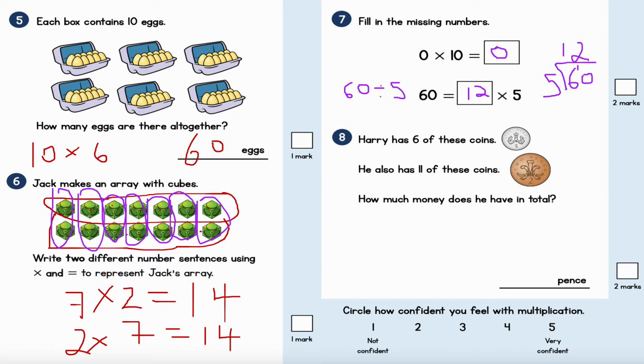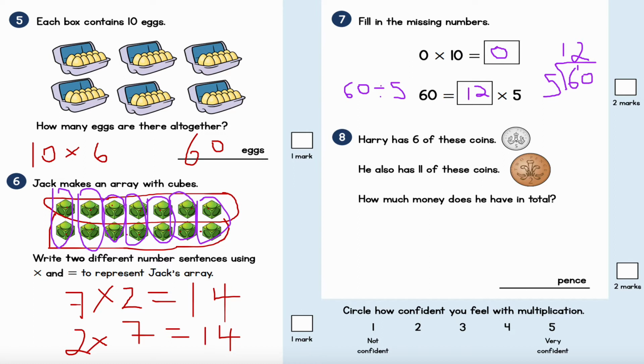There are multiple ways of working out this sum, because timesing by 5 is the same as timesing by 10 and then halving it. So what you can do is times it by 10 and then half your answer, which is essentially the same as times it by 5.